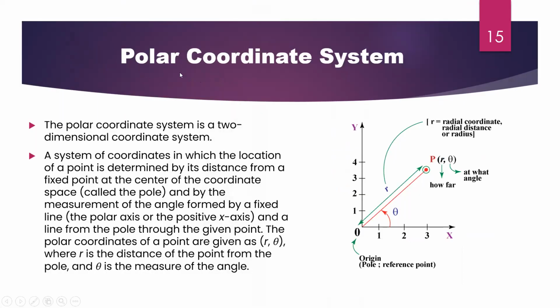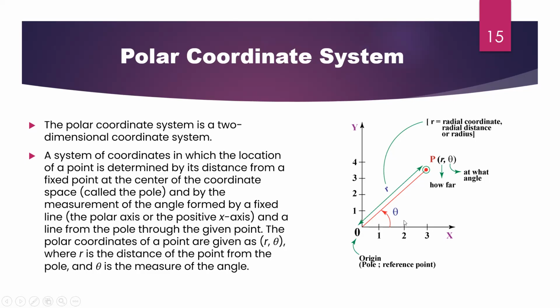Now, I will discuss the polar coordinate system. The polar coordinate system is a two-dimensional coordinate system in which the location of a point is determined by its distance from a fixed point at the center of the coordinate space called the pole, and by the measurement of the angle formed by a fixed line, the polar axis or the positive x-axis, and a line from the pole to the given point. The polar coordinates of a point are given as r and theta, where r is the distance from the pole and theta is the measure of the angle.